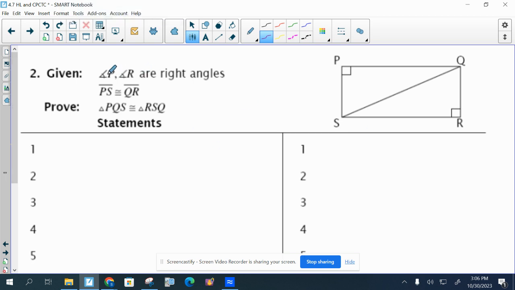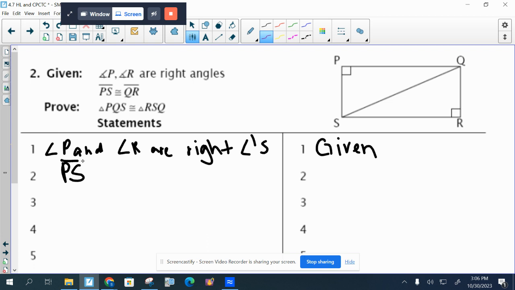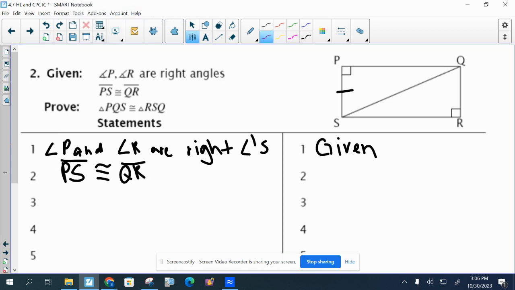So here we have that angles P and R are right angles. So we'll put that first, and that's given. And you also know that PS is congruent to QR. So PS is congruent to QR.